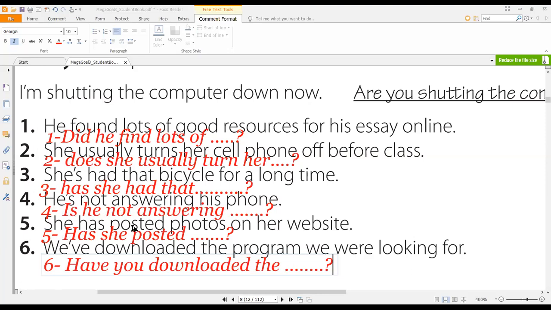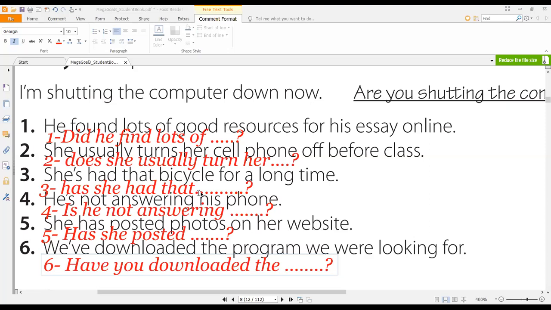Number five, she has posted photos on her website. Has she posted photos on her website? Number six, we have downloaded the program. Have you downloaded the program? These were your questions which you did yesterday.